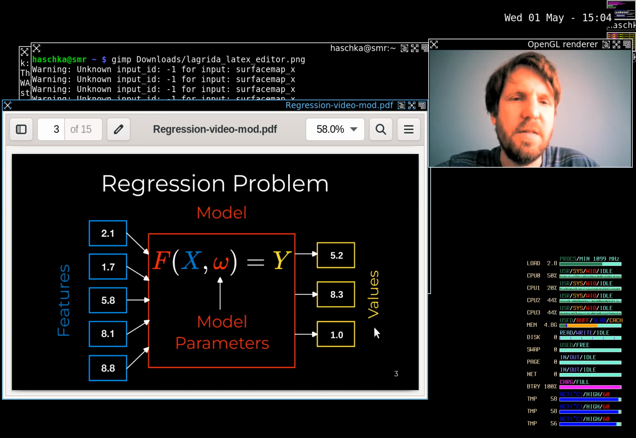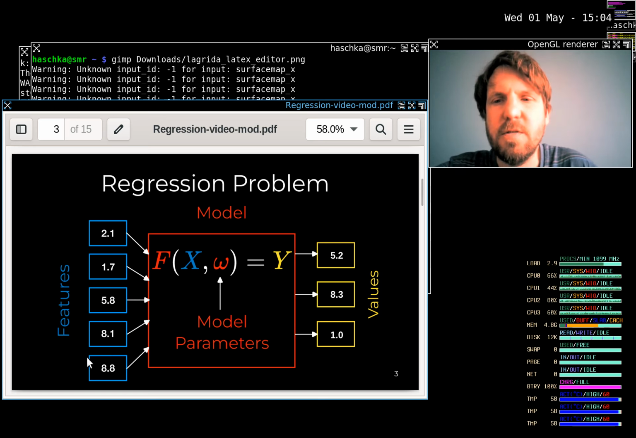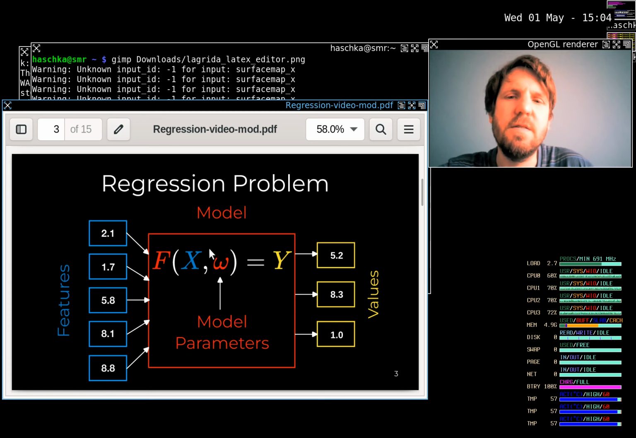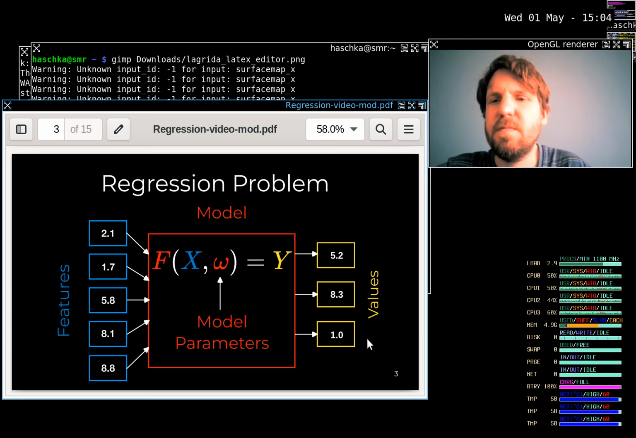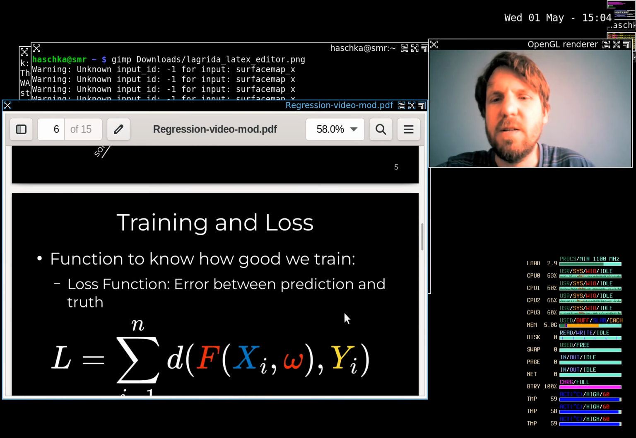So the story is, of course, you train with data points in order to build this model, and then in the end, your model should, for a new data point, basically predict the right output values. As I said, housing price prediction, something like this is typically a regression problem. Okay, so far so good.